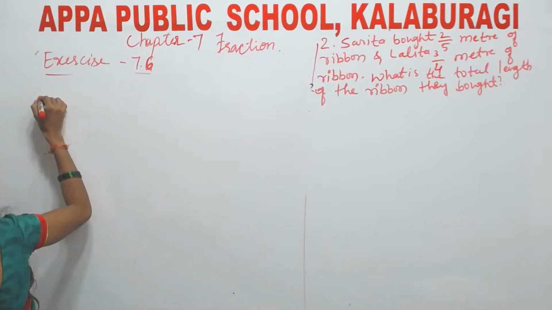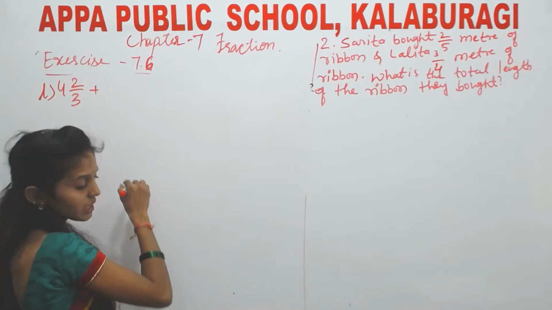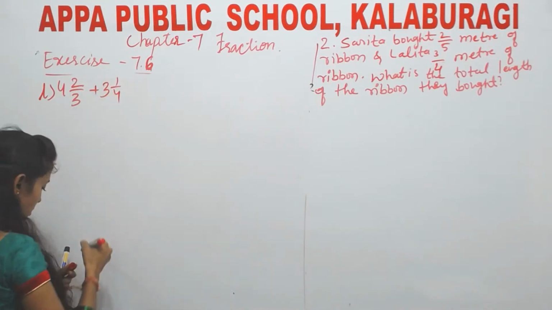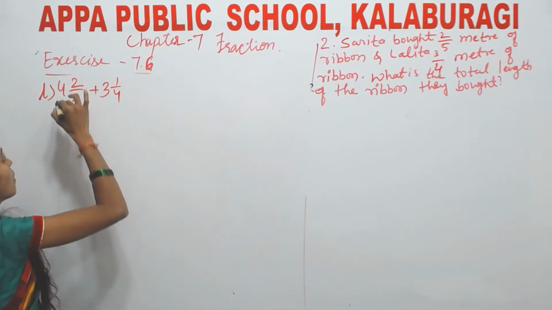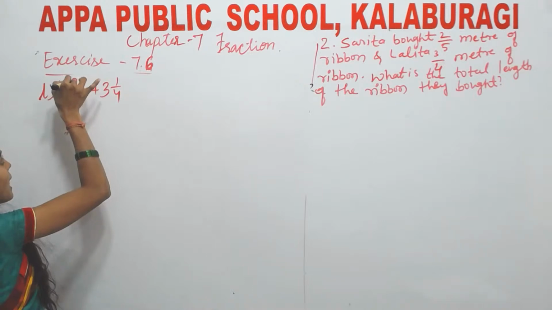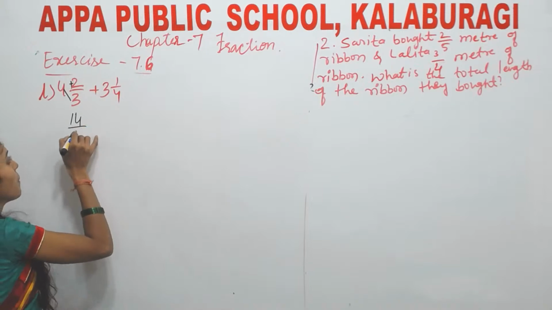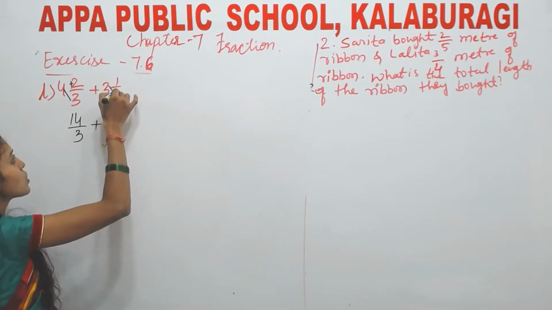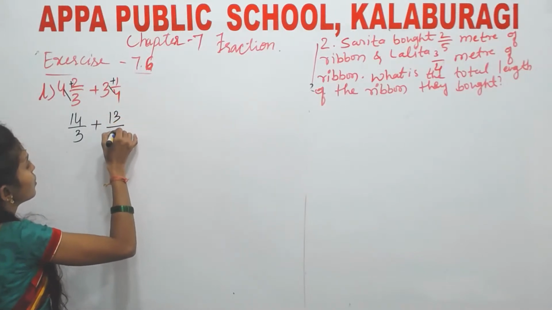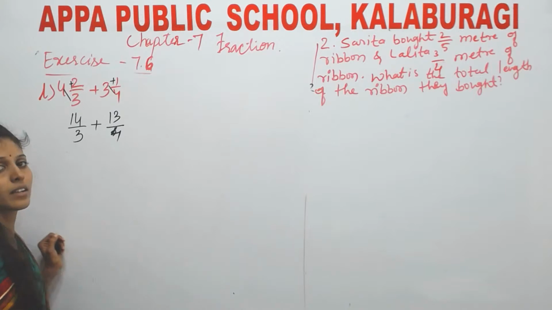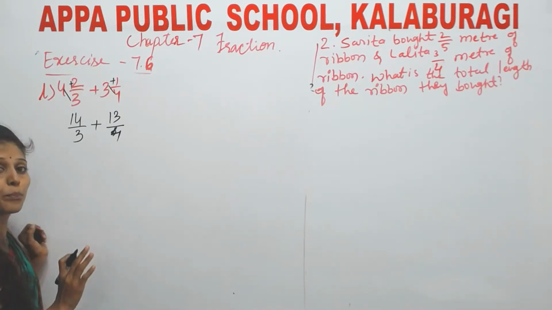4 integer 2 by 3 plus 3 integer 1 by 4. Come on. First, convert them into improper fractions. How? Multiply these two and add this one. 4 3s are 12. 12 plus 2, 14 by 3, plus 3 4s are 12 plus 1 is 13 by 4. Now, denominators are different and that too co-prime.